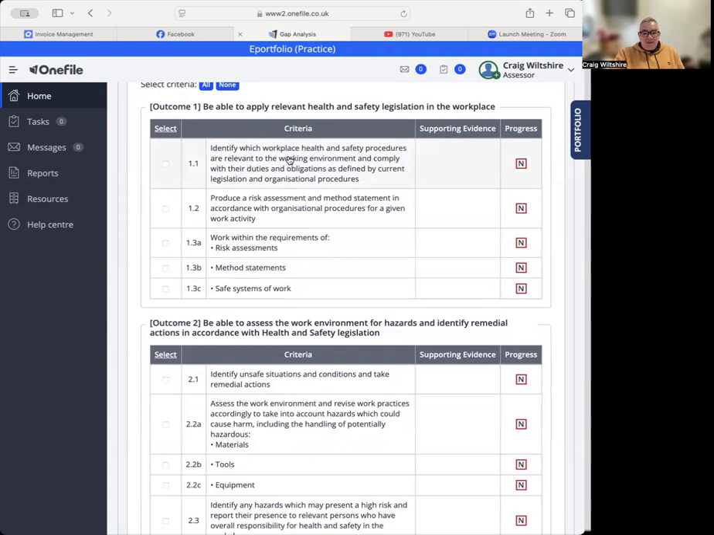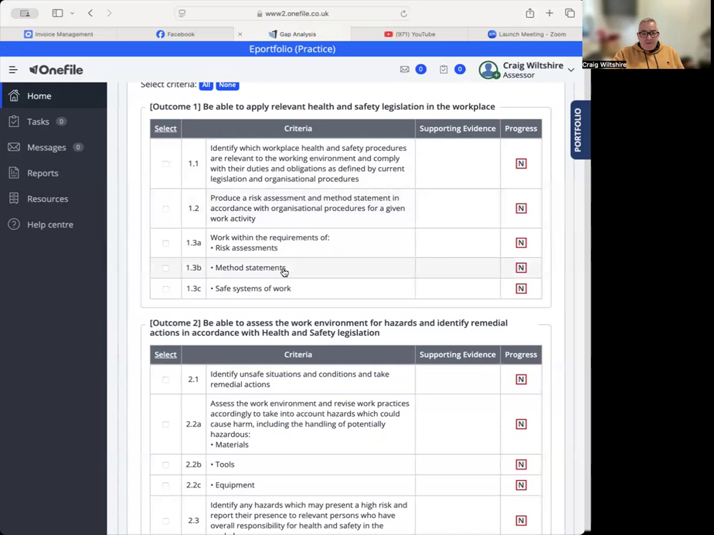So first of all, outcome one is be able to apply the relevant health and safety legislation. So identify which workplace health and safety procedures are relevant. We're looking at risk assessments and method statements, and working within the requirements of those. What you're looking for here is a fully completed five-step risk assessment, signed and dated. You're going to explain to your assessor what the five steps are, and give them an example that you know what a risk assessment is, how it's built, and how to use it. An example of a risk, and how you mitigated that risk. So who might be harmed and how, and so on.